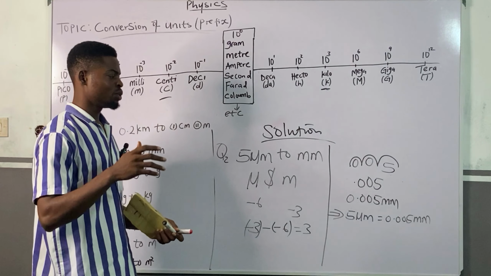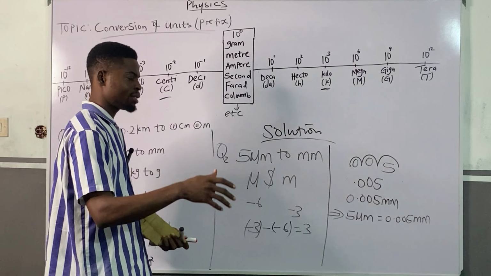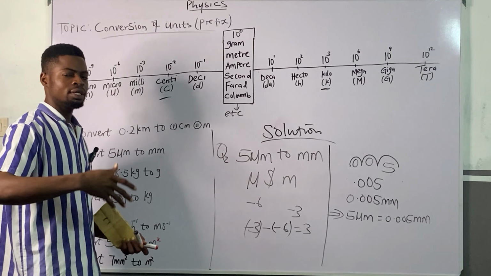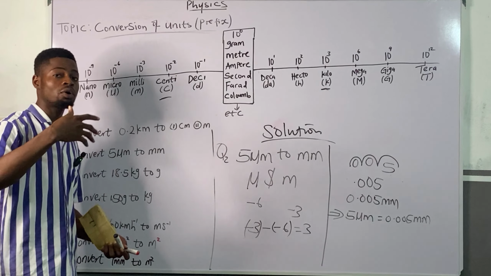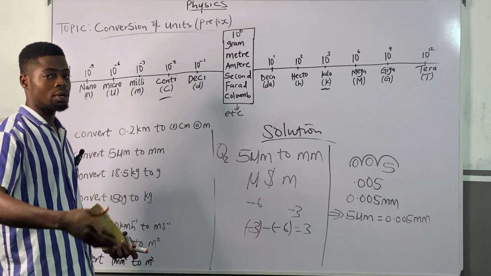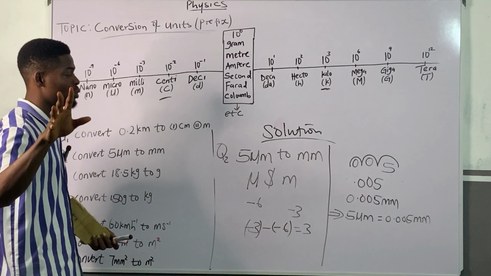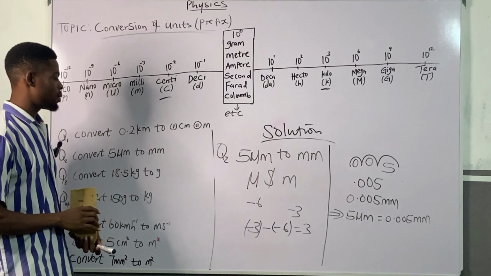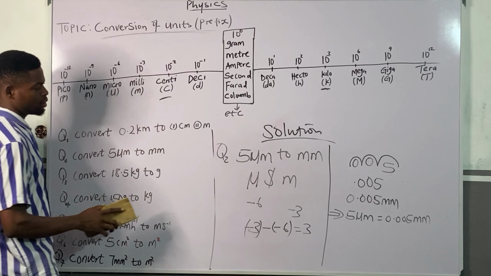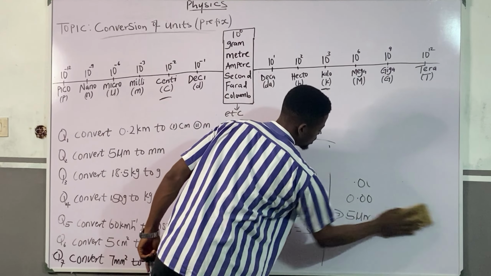So you should know that when converting from less to greater, you are moving toward the left, and when converting from greater to a less one, you are moving toward the right. Okay, so that is the most important thing for you to note. Now let's look at question number 3.